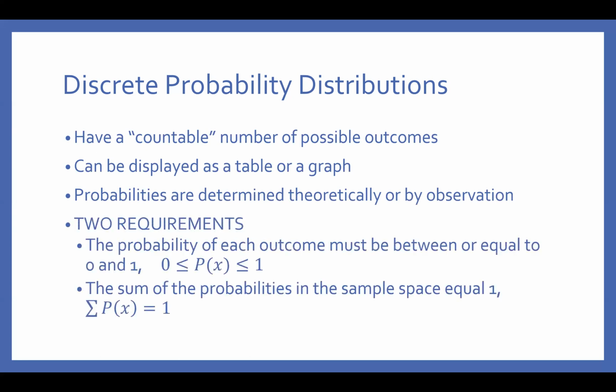And the two main things for you to remember is that all of the probabilities must be between 0 and 1, meaning your probabilities will never be negative and they will never be greater than 1. And the sum of the probabilities in the sample space must equal 1.